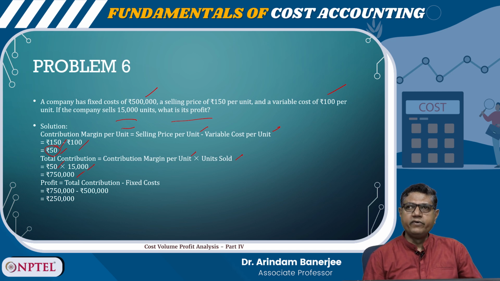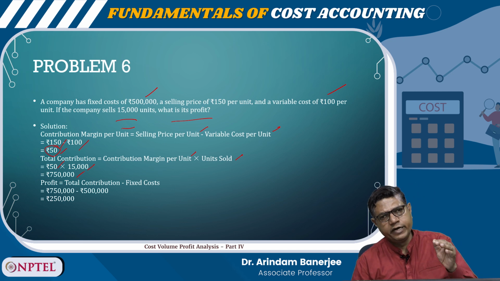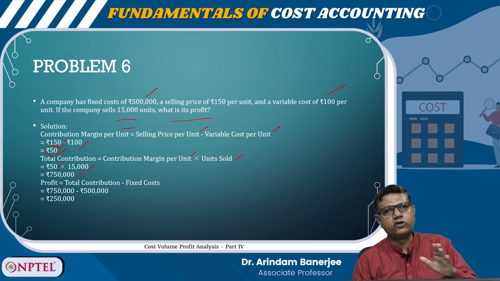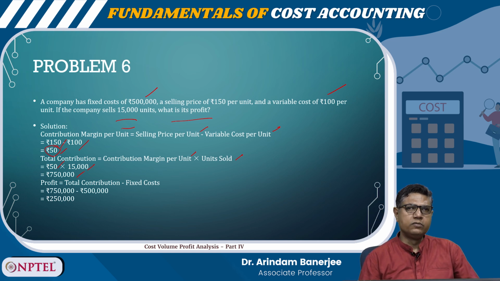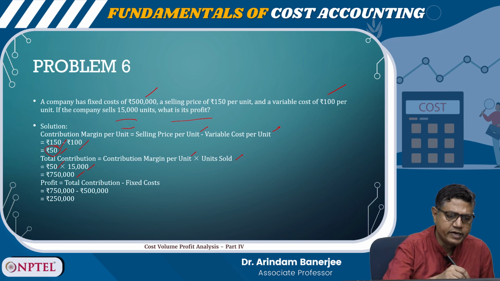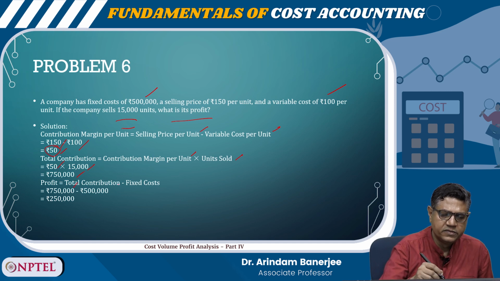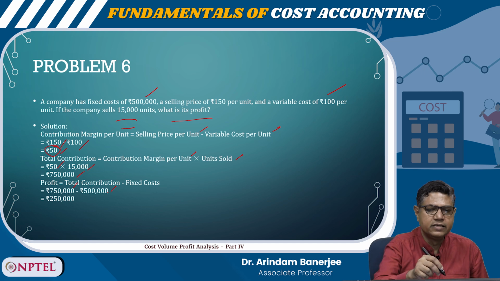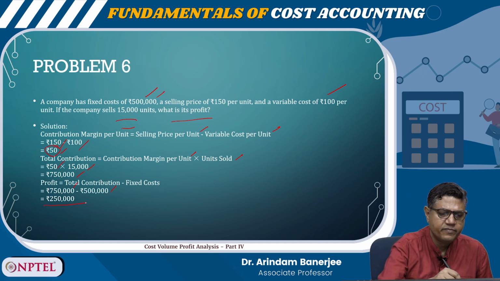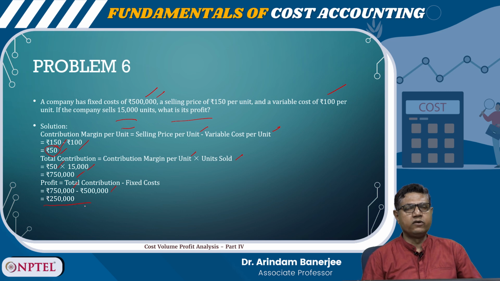To calculate the profit, what we need to do is deduct the fixed cost from the total contribution. So, total contribution we calculated 7 lakh 50,000 and fixed cost is given, it is 5 lakh. So, my profit is 2 lakh 50,000. So, if the company sells 15,000 units, it can earn a profit of rupees 2 lakh 50,000. So, this is my answer.